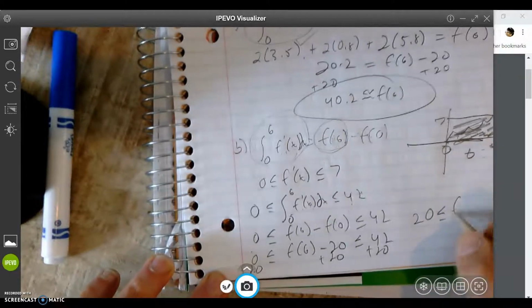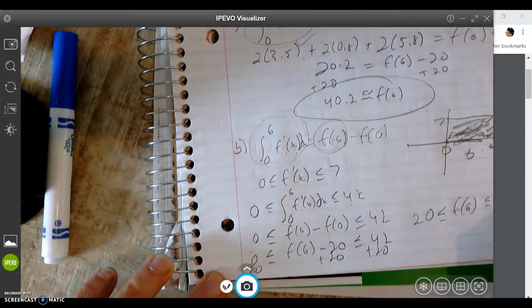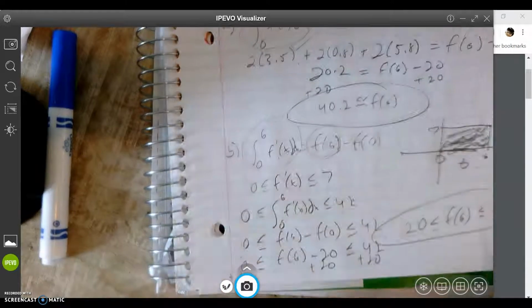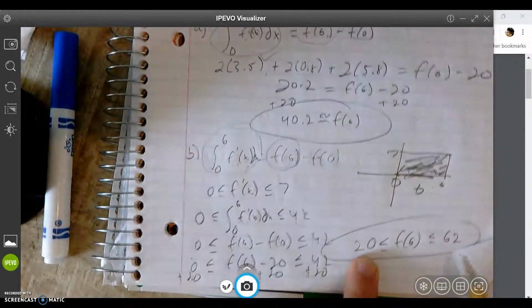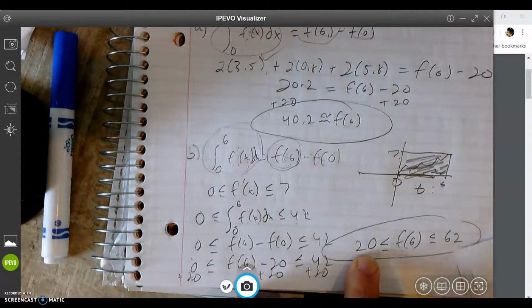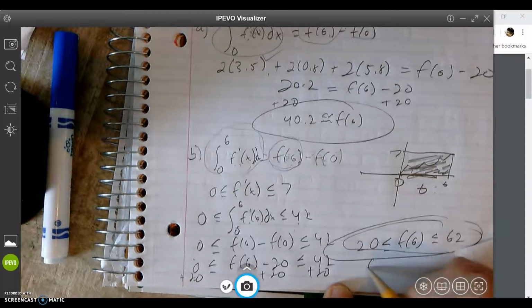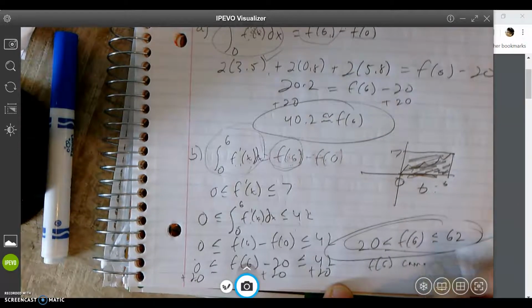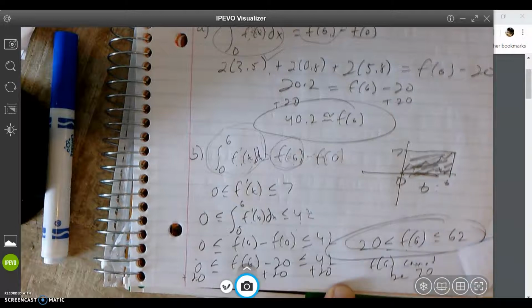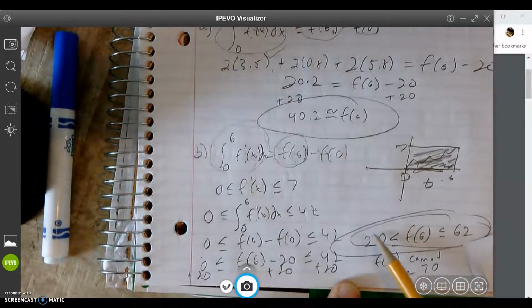20 is less than or equal to f of 6, which is less than or equal to 62. So f of 6 has to be between 20 and 62. It cannot be 70. So this right here proves that f of 6 cannot be 70. There you go. And that's my justification.